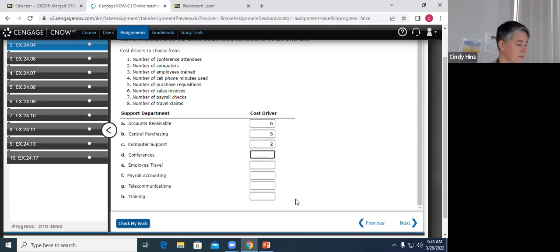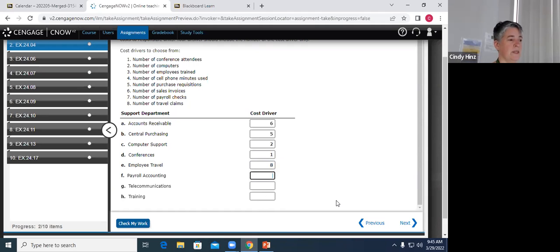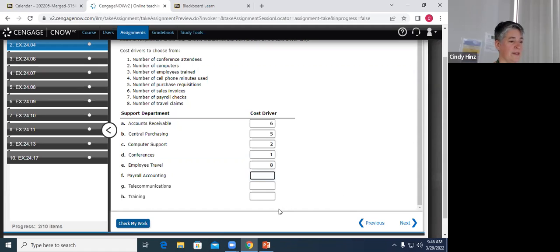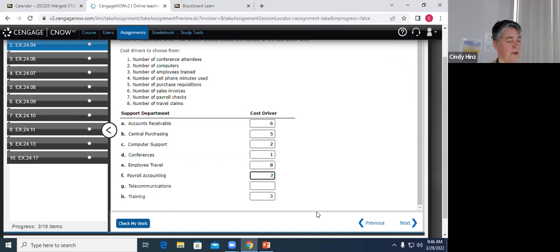How about conferences? Number of conference attendees. Employee travel. Number 8. Yep, how about the number of travel claims? Payroll accounting seems to be related to the number of employees. Well, that's number of employees trained. Wait, no. I think payroll accounting would be 7. 7, yeah. And I think 3, because it refers to number of employees trained, would be the driver for the training department.